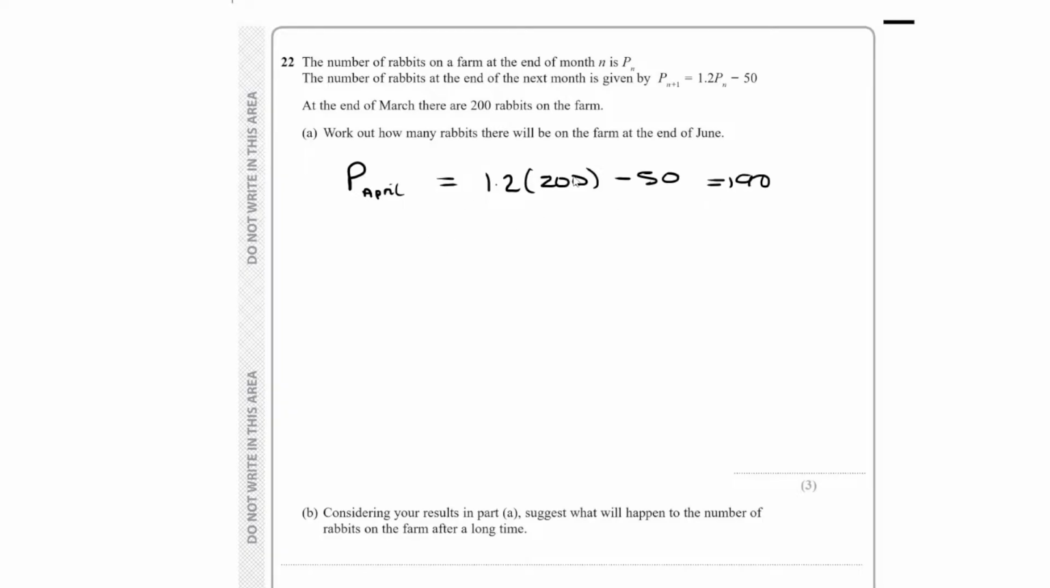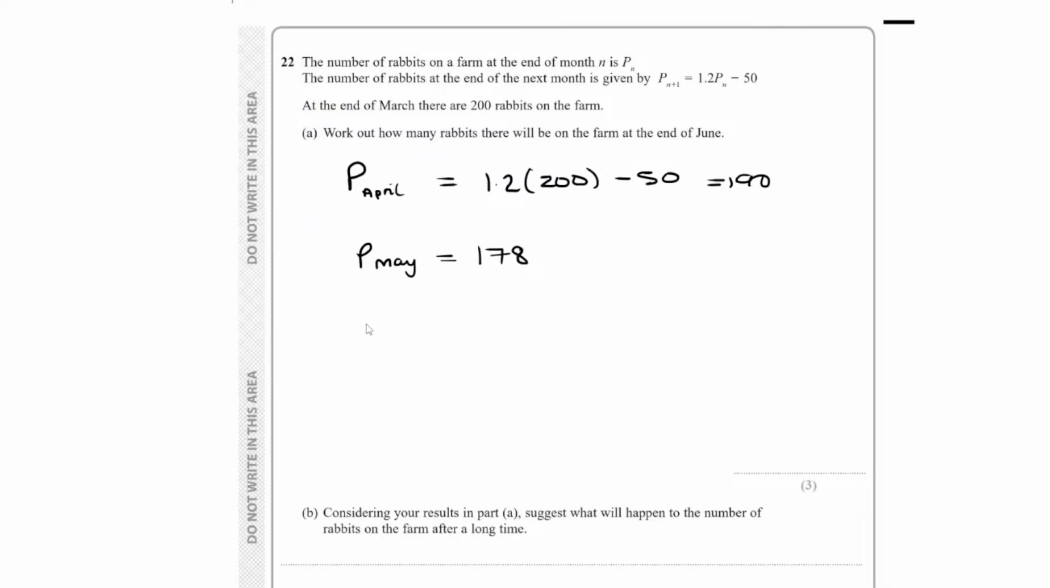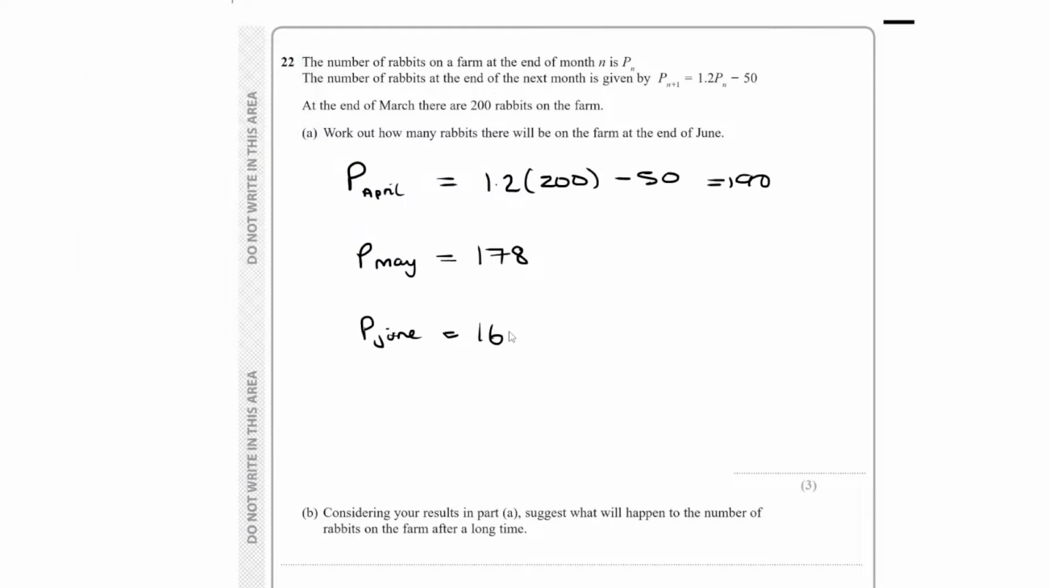For May, I'm not going to write down the whole formula again, because they can see that I know what I'm doing. I'll just write that down. For May, it equals 178. And then for June, 163.6.